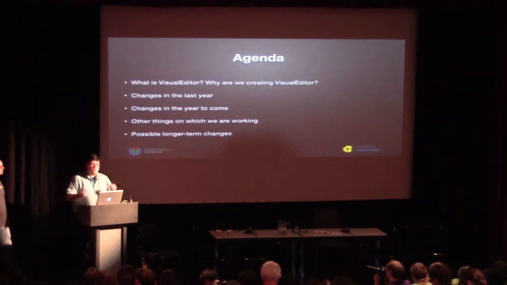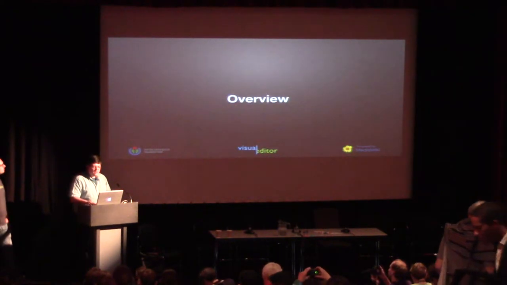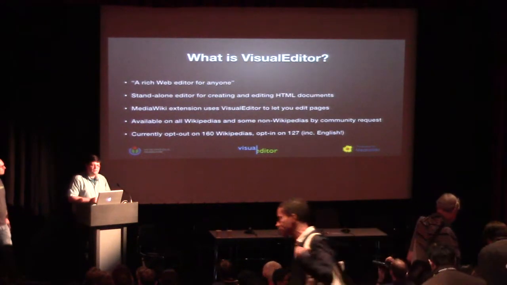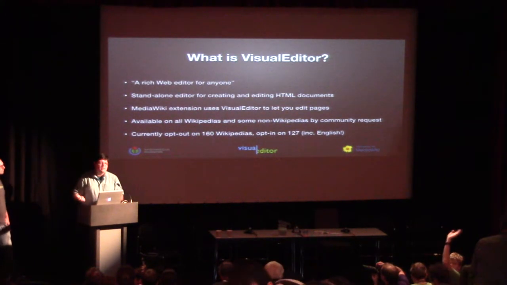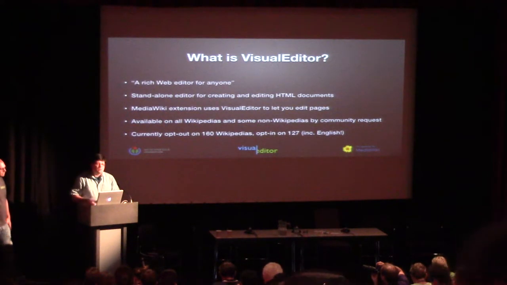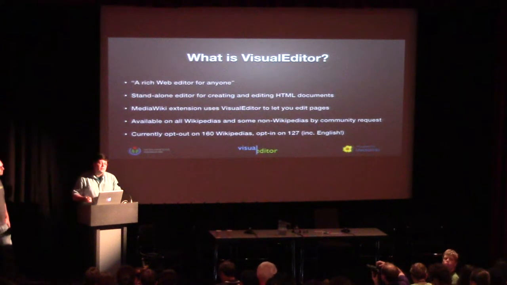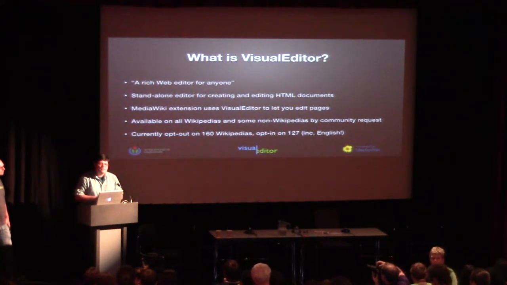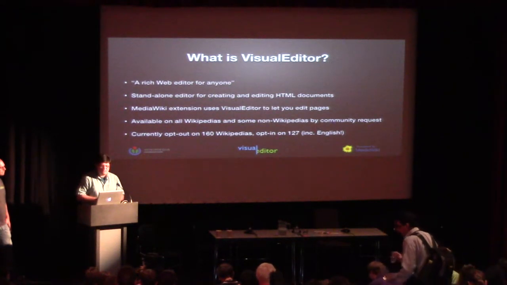So, what is Visual Editor, etc.? This is kind of roughly what I'm going to run through very quickly. Overview. That's a little too much of an overview. What is Visual Editor? A rich web editor for anyone. That means you can richly edit without having to understand some arbitrary syntax. It creates HTML documents, so web documents, for pretty much any use. It's pretty generic in Visual Editor, although obviously there is also a MediaWiki extension that we know and love, which pulls Visual Editor into MediaWiki and does a lot of refinements specific to MediaWiki, like references, like templates, like MediaWiki's interesting approach to images and so on.